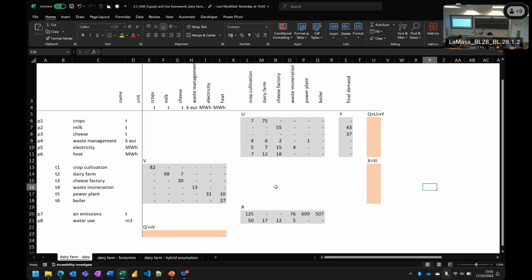Notice that there are two environmental extensions here. We have the air emissions, not yet specified, and then we have water use. And notice that the type of environmental extension is unevenly distributed across the sectors. This implies that the footprints may be very different with respect to the type of indicator that we are analyzing. And this is something that is always overlooked.